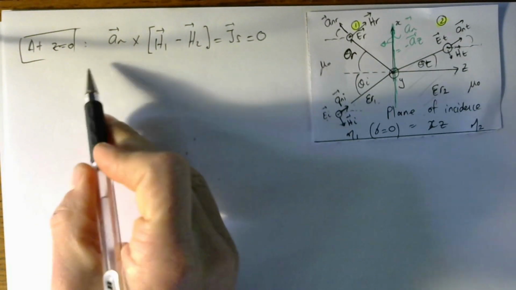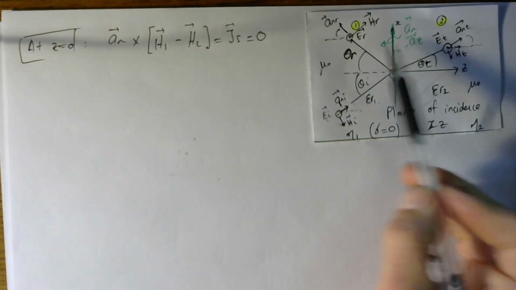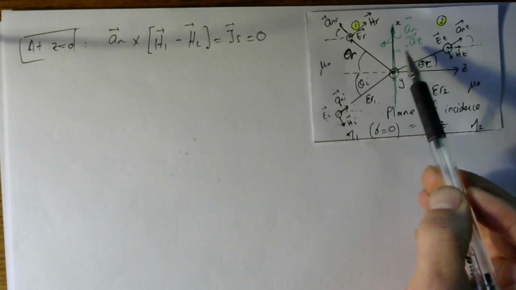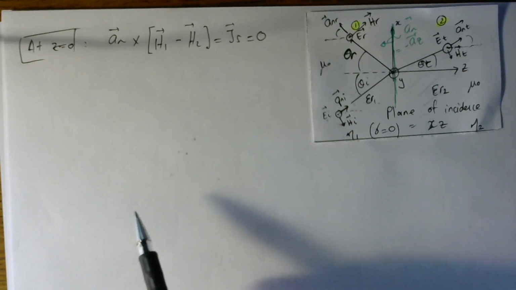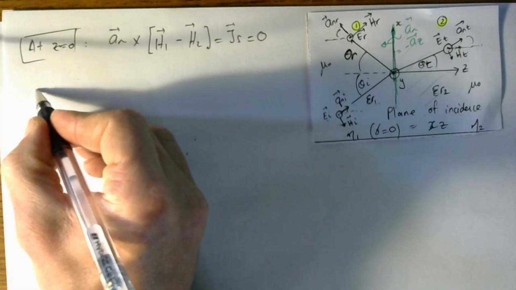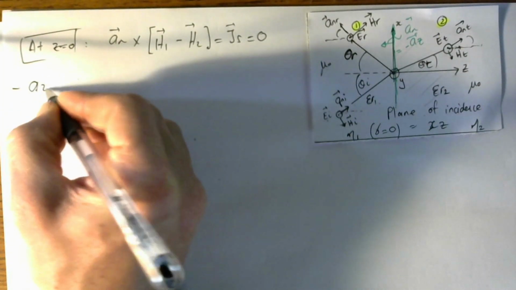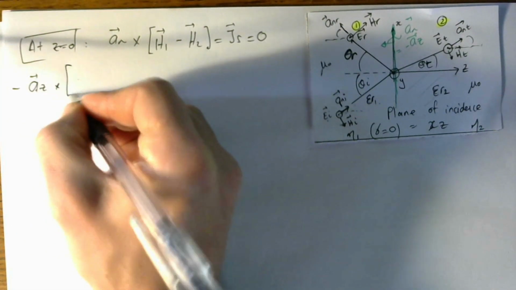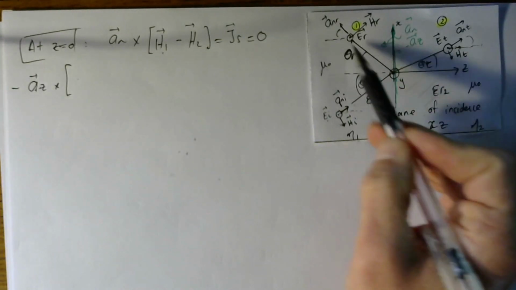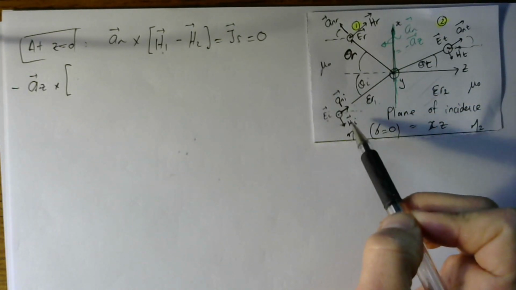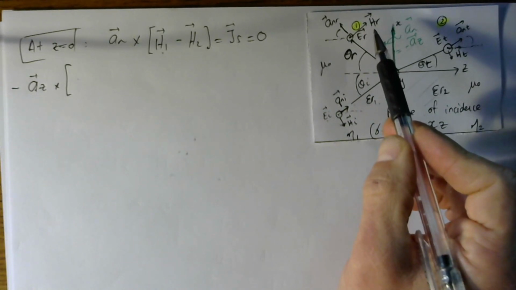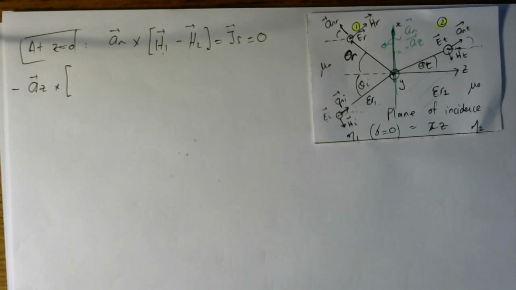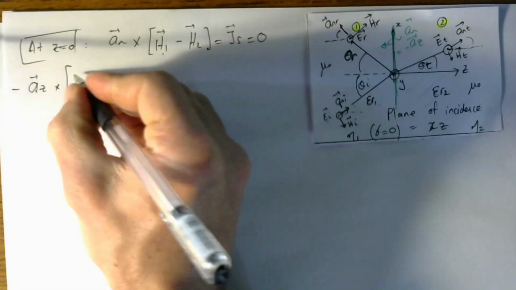So at z equals 0, I have this case. Now, my normal vector points from region 2 to region 1, and in this context it is equal to minus az. So I have a minus az, and I'm going to cross it. H1 is the total magnetic field in region 1, equal to HI plus HR, and I'm only interested in the components where z is equal to 0. If I do that, I can simplify my expression to look like this.